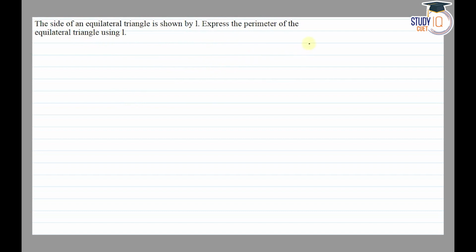So हमारे पास एक equilateral triangle है, इसे हम ड्रॉ कर लेते हैं. इसकी साइड हमें गिवन है L. So side of an equilateral triangle is equal to L.